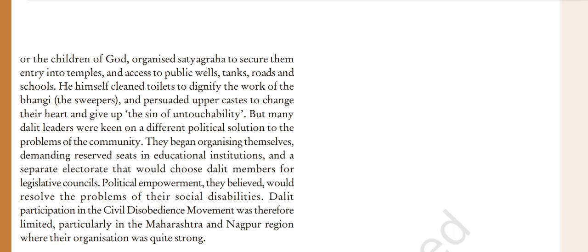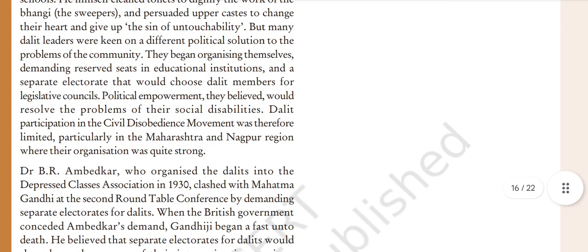But many Dalit leaders were keen on a different political solution to the problems of the community. They began organizing themselves, demanding reserved seats in educational institutions and a separate electorate that would choose Dalit members for legislative councils. Political empowerment, they believed, would resolve the problems of their social disabilities. Dalit participation in the civil disobedience movement was therefore limited, particularly in the Maharashtra and Nagpur region, where their organization was quite strong.